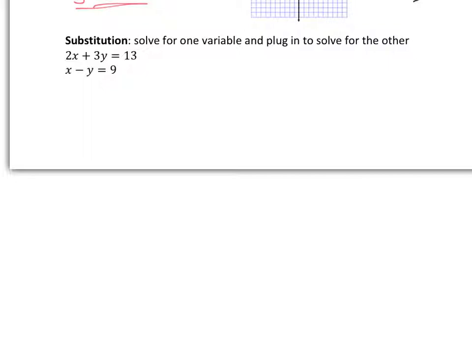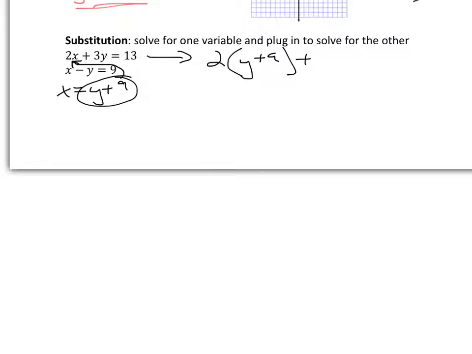Substitution says solve for one variable, so we're going to solve for x in the second equation by adding the y over. And then we could take that y plus 9, since it's the same thing as x, and plug it in for x in the other equation. So that becomes 2 times y plus 9 instead of x, plus 3y equals 13. Distribute my 2, and I can combine my like terms at the same time, and subtract my 18. So I've got 5y equals -5, y equals -1.